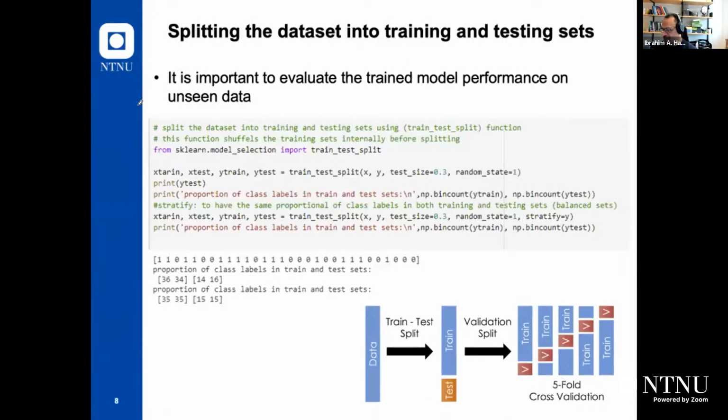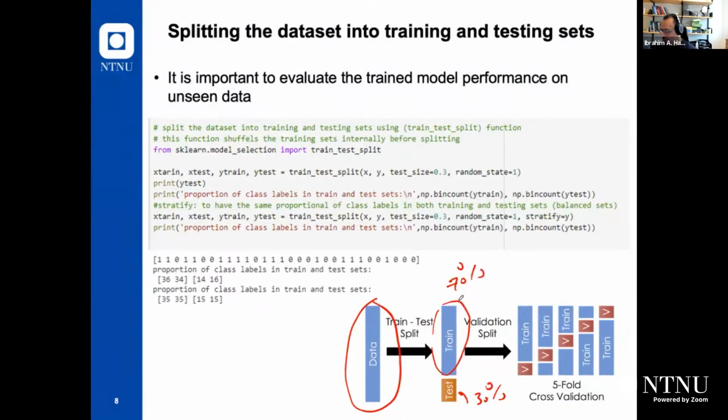This is splitting the data into training and testing sets. We explained it. We call it holdout validation. So this is my data. We will split it into two parts, one for training. One part for training could be 70%, and the 30% will be used for testing.